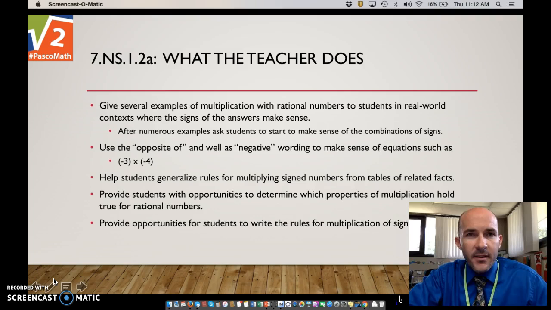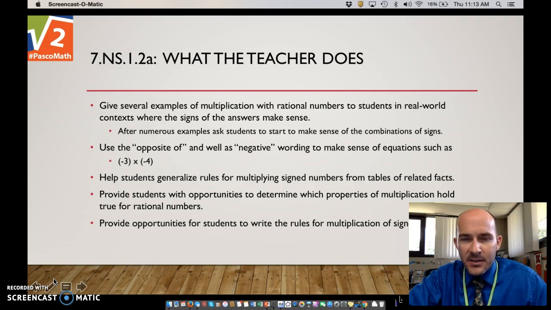So let's talk through what the teacher does. Again, you need to give several examples of multiplication with rational numbers to students in contexts where the signs of the answers make sense. After numerous examples, ask students to start to make sense of the combinations of signs. Have them develop the rules. Use the opposite of as well as negative wording to make sense of equations, such as -3 times -4 equals 12. Have students generalize rules for multiplying signed numbers from tables of related facts.